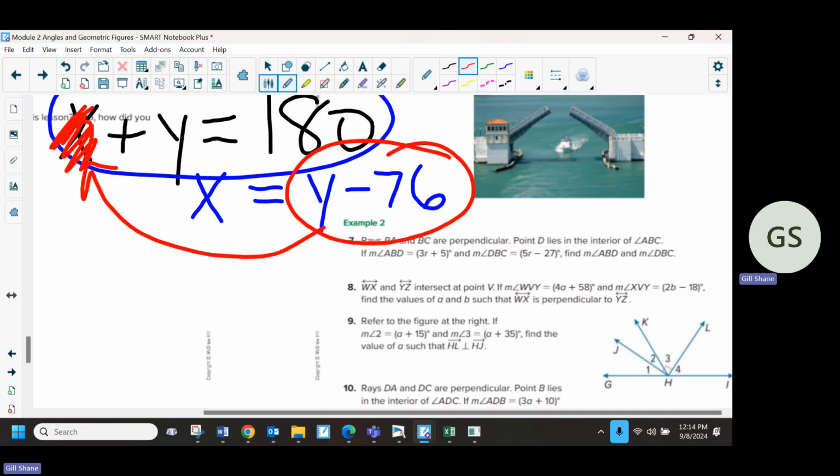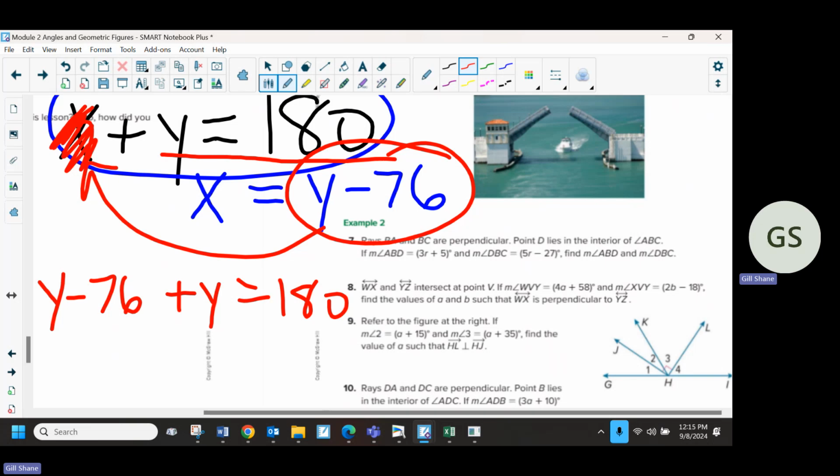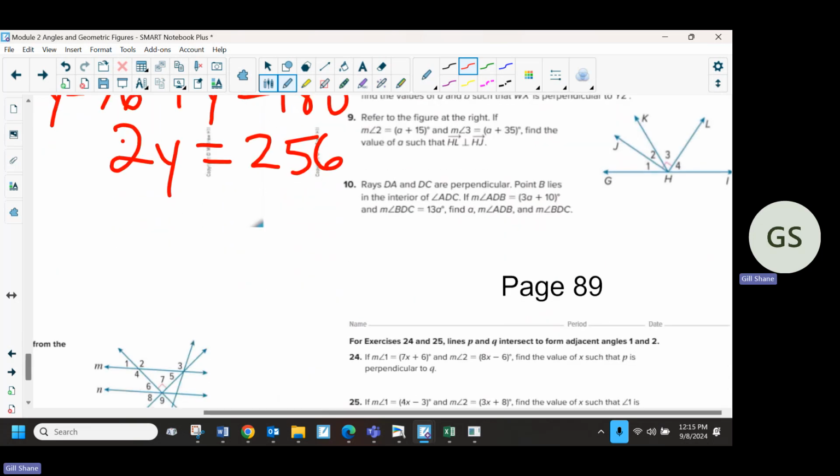So I would say y subtract 76. I just replaced the x with y subtract 76 because they're the same thing, plus another y equals 180. That's just the rest of the equation. So 2y, I would add 76 to both sides. I'm going to just go ahead and do a shortcut. You need to practice algebra. So y would equal 128.